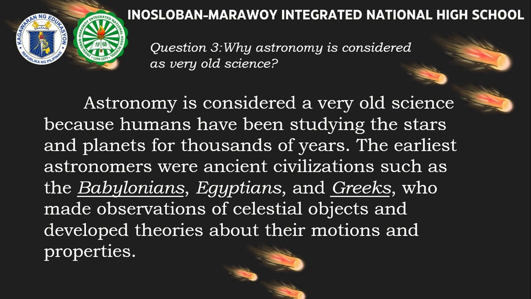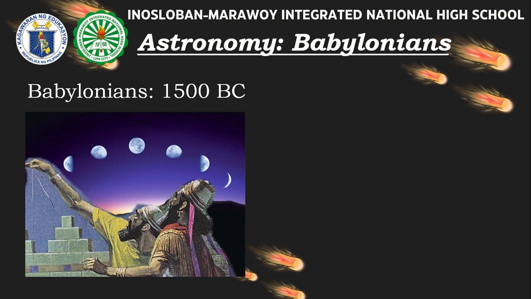Okay, and the earliest astronomers were ancient civilizations such as the Babylonians, Egyptians, and the Greeks. Ito yung mga kino-considered natin as early astronomers talaga naman. Okay, so who made observations of celestial objects and developed theories about their motions and properties. So start tayo dito sa Babylonians. Okay, that starts in 1500 BC.